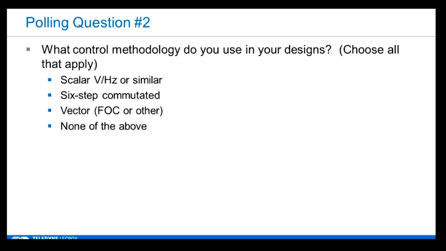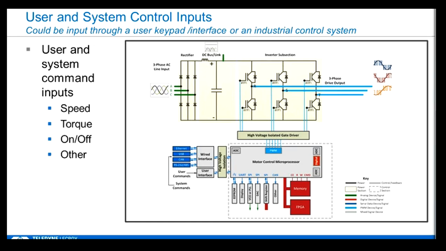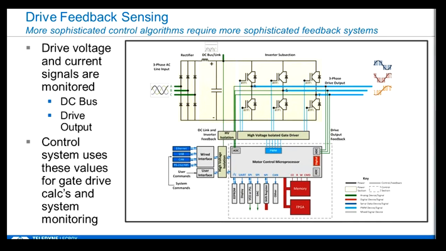Thank you very much for answering that question. So now, if we look at our next slide, we're going to talk a little bit about the user and system command inputs here. So for instance, if the drive was in an industrial system, you might have a plant management system through Ethernet telling the drive what to do, or you might have some user commands going directly in. It could be as simple as a knob on the wall or a pedal on your hybrid vehicle or something like that.